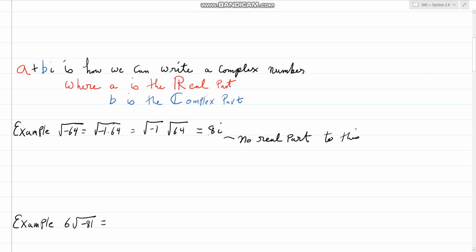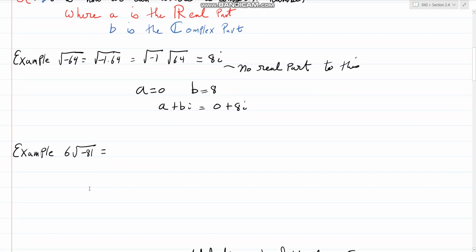This is pure imaginary, all right? So in this case, a would equal 0 and b would equal 8 to get a plus bi to equal, I guess you could say 0 plus 8i, okay? This is a way of saying that this is a pure imaginary number. There's no real part to this. All right, let's look at another example, and hopefully some of the confusion will clear up.